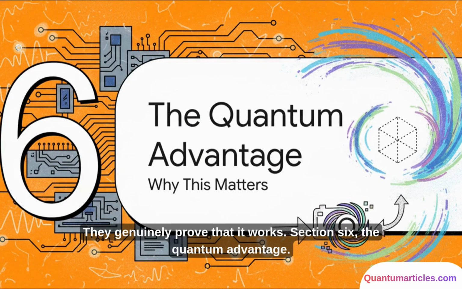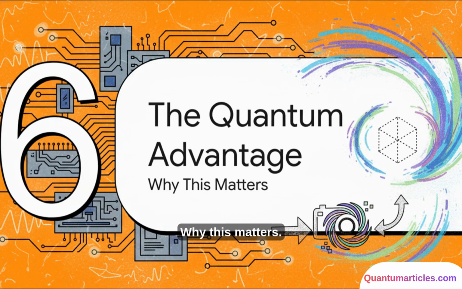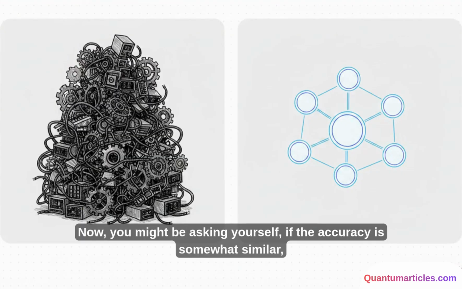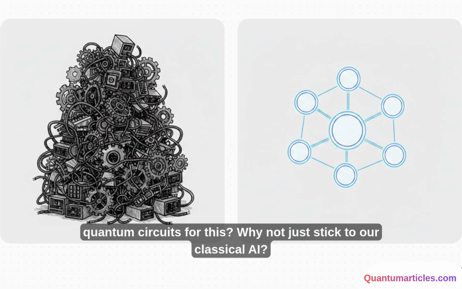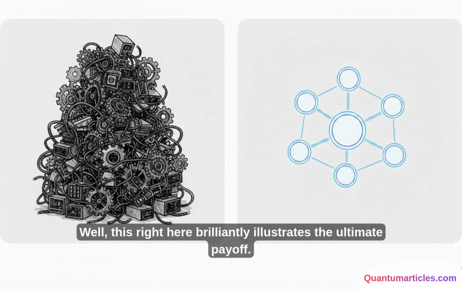Section 6, the quantum advantage, why this matters. Now, you might be asking yourself, if the accuracy is somewhat similar, why go through all the trouble of inventing complex quantum circuits for this? Why not just stick to our classical AI? Well, this right here brilliantly illustrates the ultimate payoff.